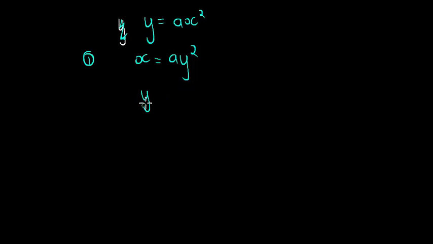So I get y squared is equal to x divided by a. You with me? But I must get y on its own. So I must get rid of the square. I get rid of a square by taking a square root on both sides. But when I take a square root on both sides, it must be a plus minus.